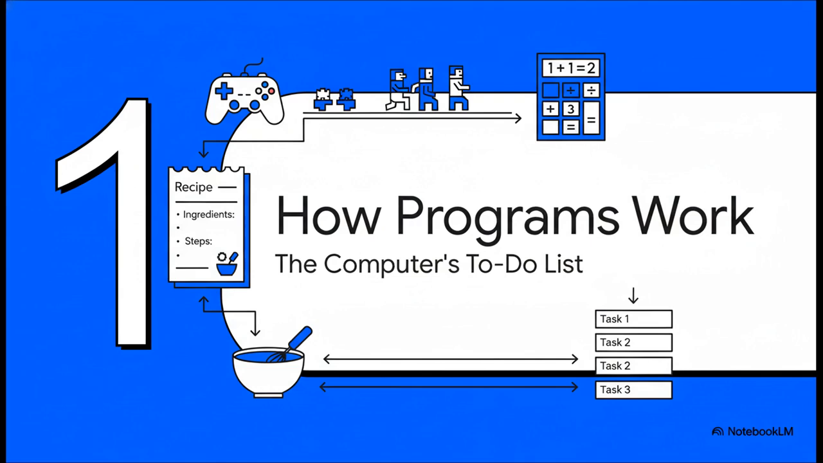And you know, that recipe analogy, it's not just a handy way to remember it. It's genuinely how every single program works. I mean, everything, from the biggest, most complicated video game to the simple calculator on your phone. It all just boils down to the computer working its way down a to-do list, one instruction at a time.